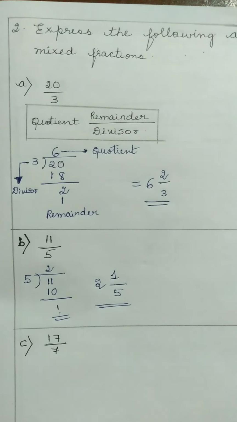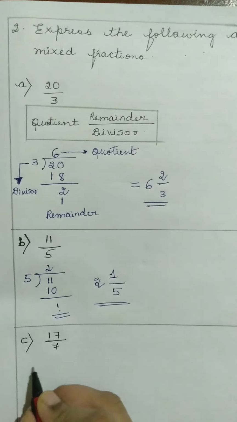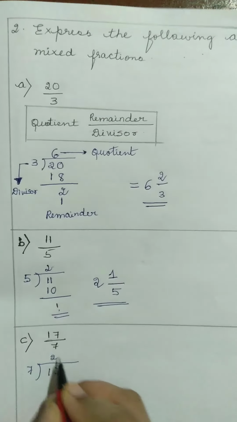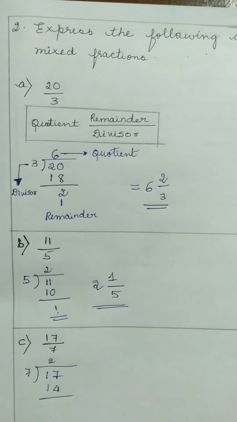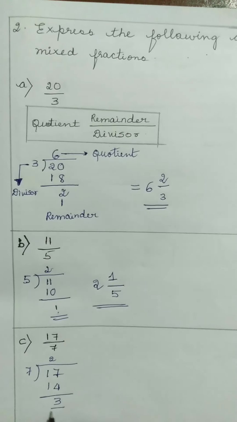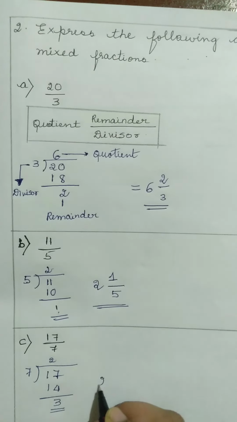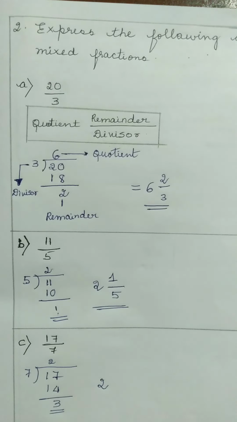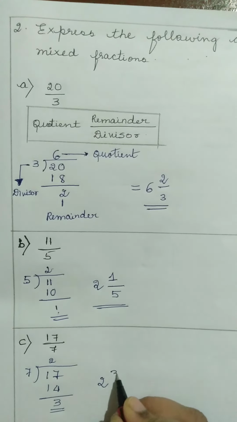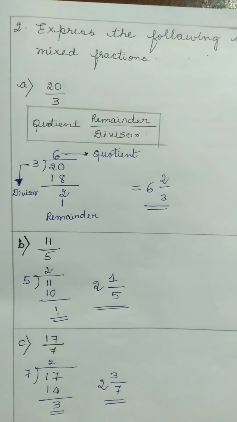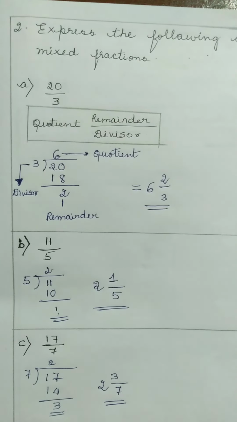Next problem is 17 by 7. Divide 17 by 7. When you do the division, 7 twos are 14. So 17 minus 14, the remainder value will be equal to 3. Therefore, the quotient will be equal to 2 and the remainder value will be equal to 3 by, and the divisor will be equal to 7. Therefore, the mixed fraction will be 2 3 by 7.